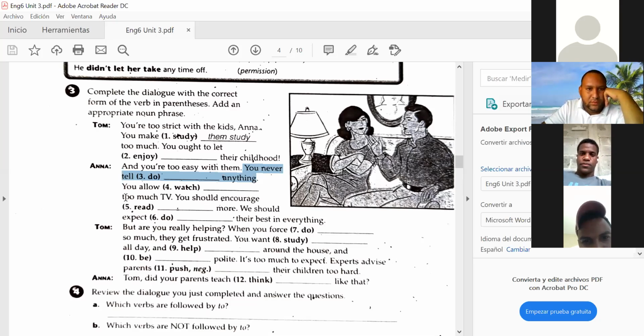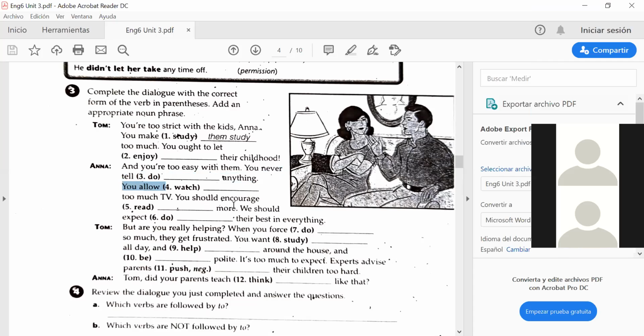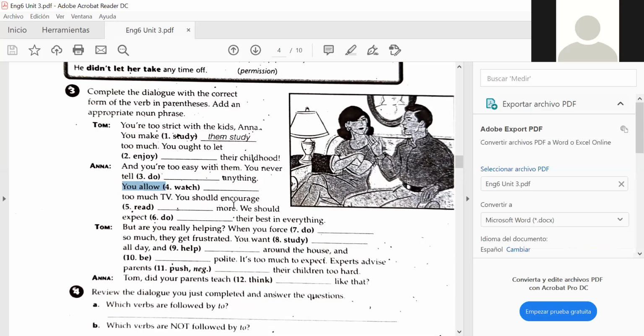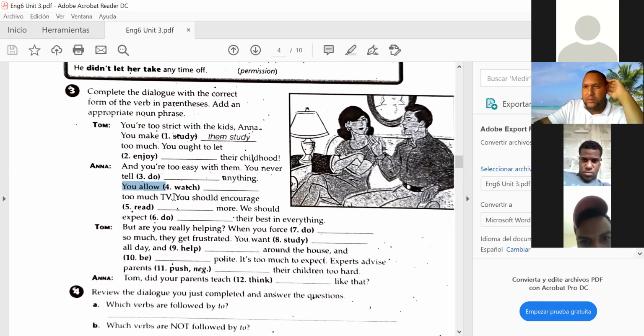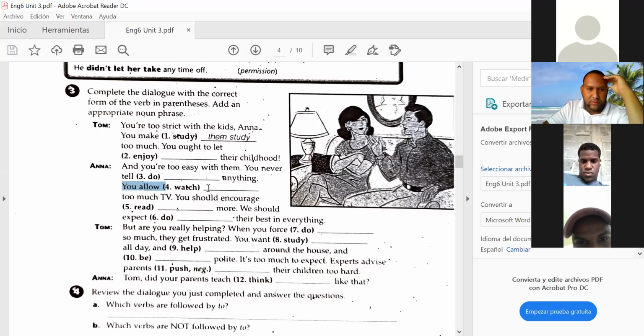That's right. Then you allow, let's see, raise your hands, guys, because there are many people in here. Joe Casey, what do you say? You allow who? You allow them to watch or watch? To watch. Okay, very good. That's right. So you allow them to watch too much TV, and you should encourage them to read more. This is only for you guys, if you didn't do it, make sure you do it to practice.